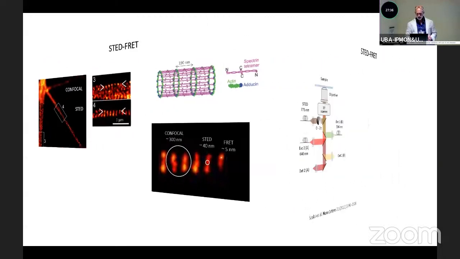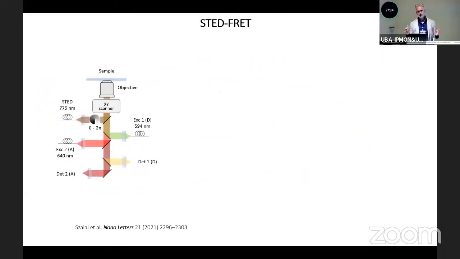So to do that, people have tried different ways. People have tried approaches based on lifetime. It doesn't work so nicely because STED also modifies the lifetime, so it makes the analysis very complicated. So we went for an intensity-based FRET measurement that worked out, and I will show you how it's done. Basically, you need a 2-color STED microscope. That's all you need. And we first tried it using DNA origami, these things I just explained.